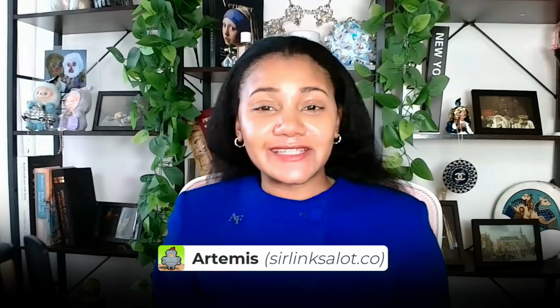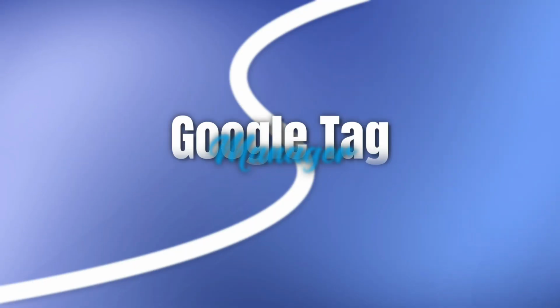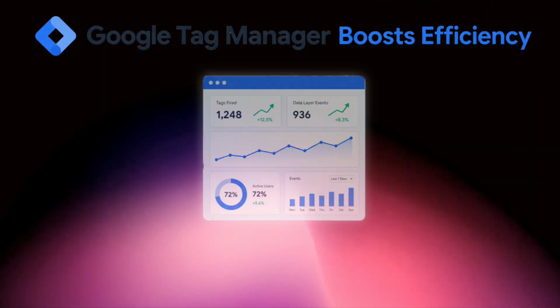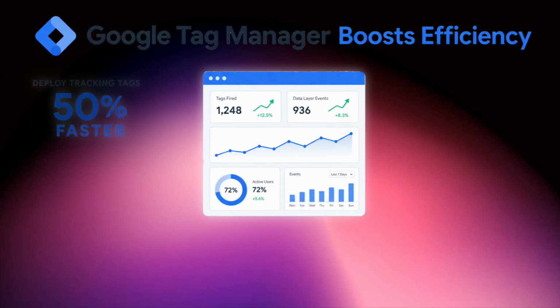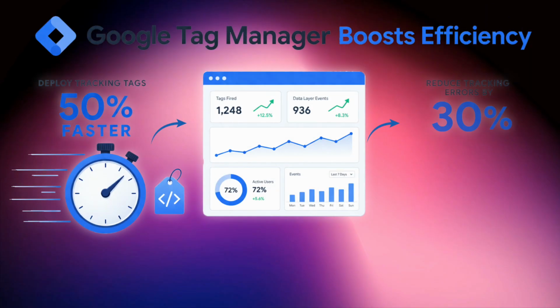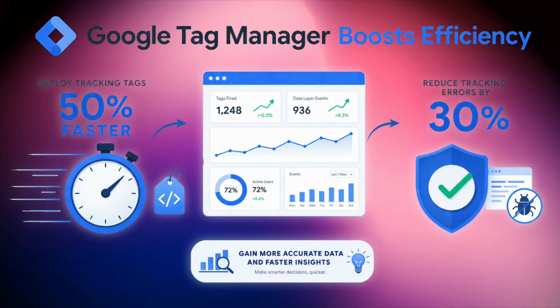My name is Artemis, and today we're going to be diving into Google Tag Manager. This is the tool that makes managing all of your website and app tracking tags fast, simple, and code-free. Whether you need to install Google Analytics, AdWords conversion tags, or heat map scripts, GTM empowers marketers to handle it all without developer help. Businesses using Google Tag Manager actually deploy tracking tags 50% faster and reduce tracking errors by 30%, leading to more accurate data and quicker insights.